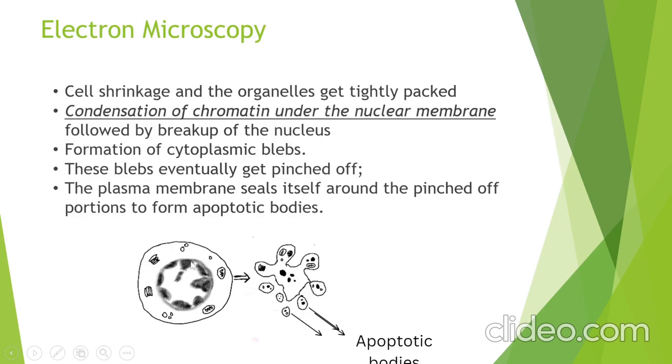So in electron microscopy, there is a characteristic feature. Okay. Along with the visibility of the cell shrinkage and the organelles that begin to get tightly packed, there is condensation of the chromatin under the nuclear membrane. So this is the nucleus and there is condensation of the chromatin under the nuclear membrane in these half moon shaped structures. Okay. And in electron microscopy, the formation of blebs is also very evident, and here is where the blebs are getting pinched off and formation of apoptotic bodies is happening. So all this is visible under electron microscopy, but the most important thing to note is condensation of the chromatin. Okay, this is chromatin. It condenses under the nuclear membrane in these half moon shaped structures. This cannot be visualized in light microscopy.